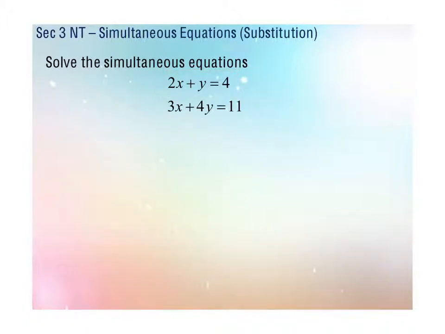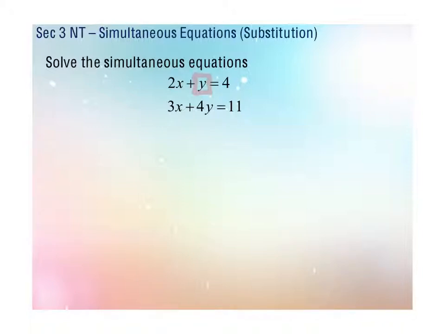Solving simultaneous equation by substitution. Now solve the following simultaneous equation. In this case, we take a look at our first equation. We have 2x plus y, so the y has only 1 unit of y, which makes it easier, and equals 4. So what we can do is use this first equation to make y the subject.